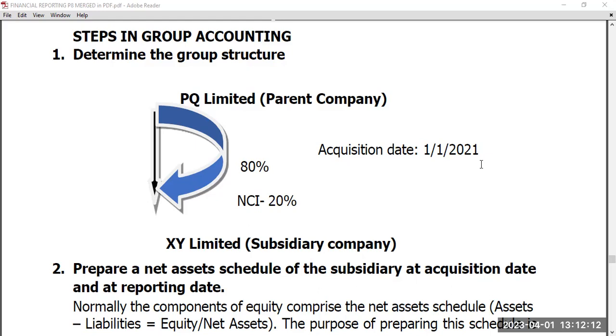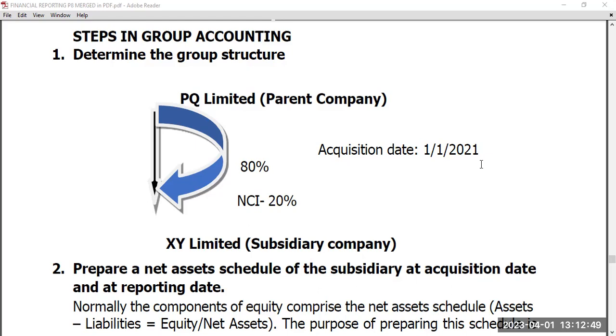In terms of knowing what should be done to prepare these consolidated financial statements, we have to do some workings. Since every company prepares its financials separately, we need to go through some steps so that we can combine the accounts of the two companies in order to form what we call a group.